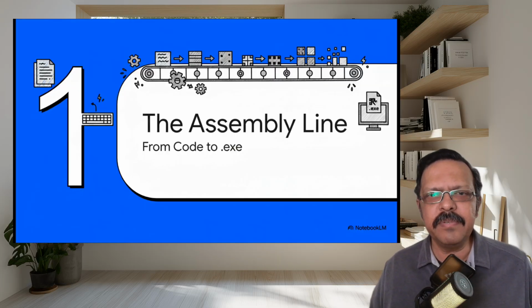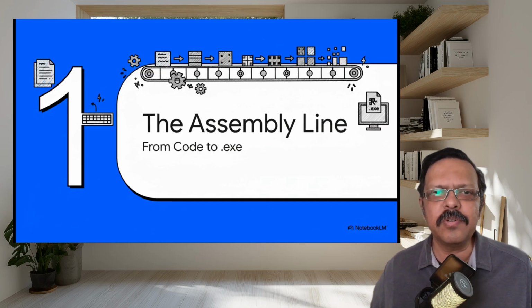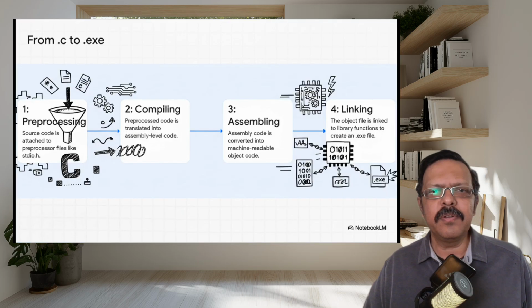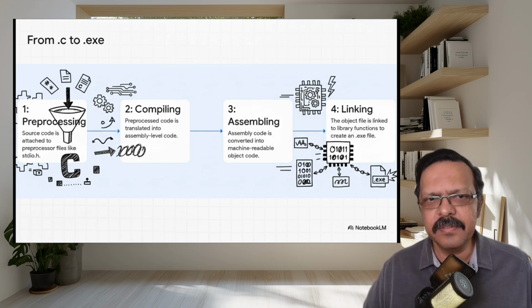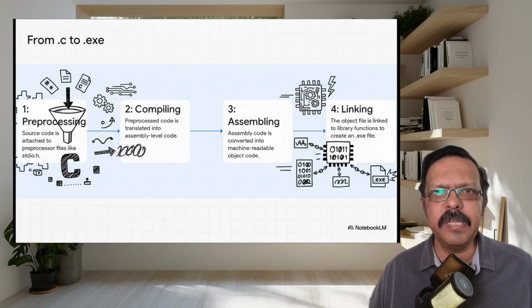To understand that, we have to start at the very beginning of your program's life, on what I like to call the digital assembly line. So let's look at what a digital assembly line is. Your source code, the text you write, goes through 4 stages of transformation before it becomes something that the machine can actually execute. The first step is the preprocessor step.